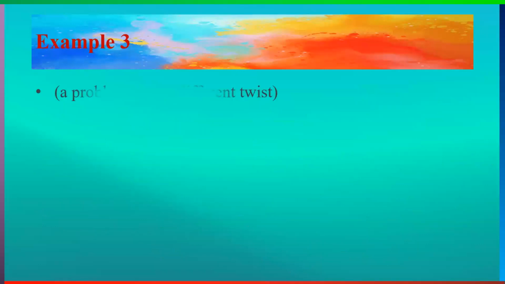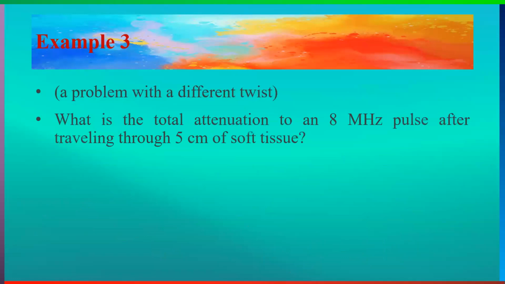Now, there is another example, but it's a little bit different, because here both parameters change, because the attenuation coefficient depends upon the frequency as well as the path distance, you can say the medium. So what will be the total attenuation of an 8 megahertz pulse? I mean, the frequency used over here is 8 megahertz, and the sound wave traveled 5 centimeters in soft tissue. If the sound wave is traveling in soft tissue, we should know that in soft tissue the attenuation coefficient is 0.5 decibel.